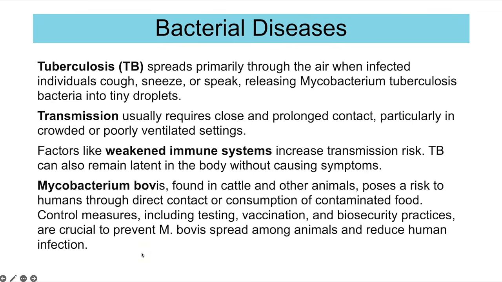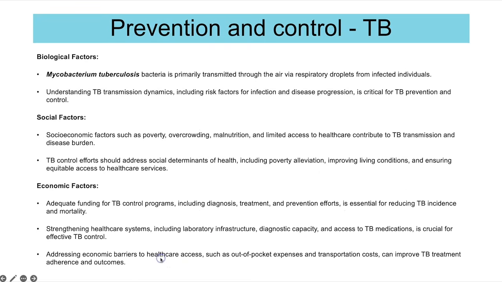Next then, the Mycobacterium bovis, which is the other strain. This is the one that is found in animals such as cats and badgers, and it poses a risk to humans through direct contact or consumption of contaminated food. Now, control measures include testing, vaccination, and other biosecurity practices, such as trying to prevent the spread through having more space. And this is crucial to prevent that spread among animals and reduce human infection.